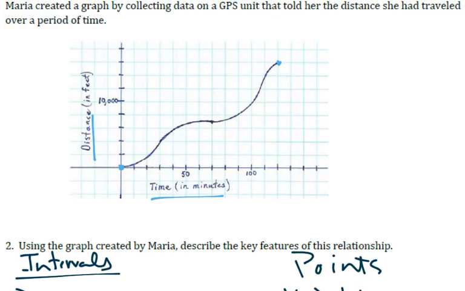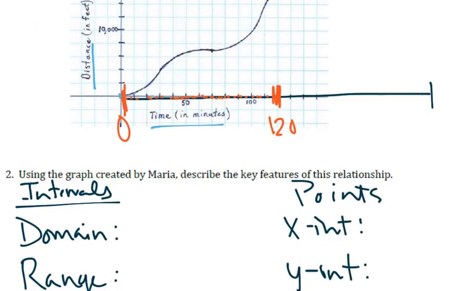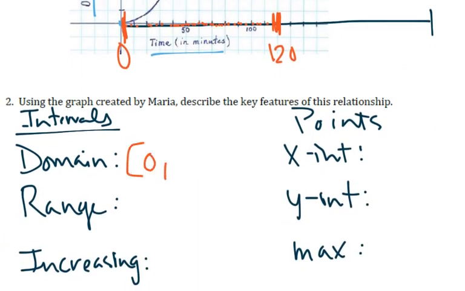Okay, so the domain, where is our graph on this x-axis? If we're simply walking here on the x-axis and saying, okay, there's still a graph above or below me, at what point do we stop? Right there. So the interval of our domain is from 0 to 120, which makes sense because it was the same amount of time. So 0 to 120.